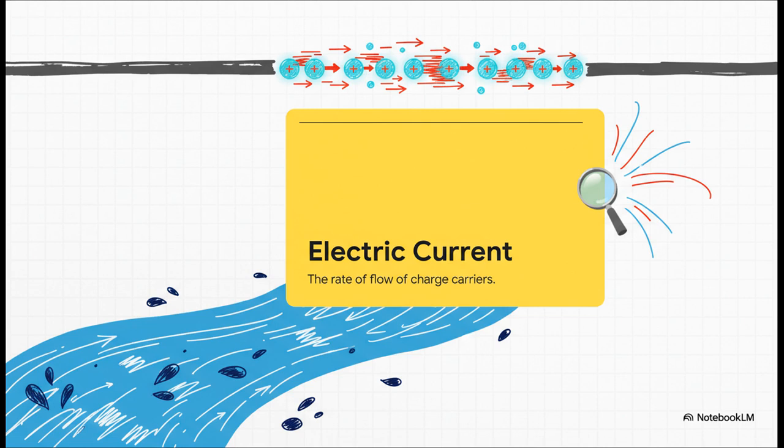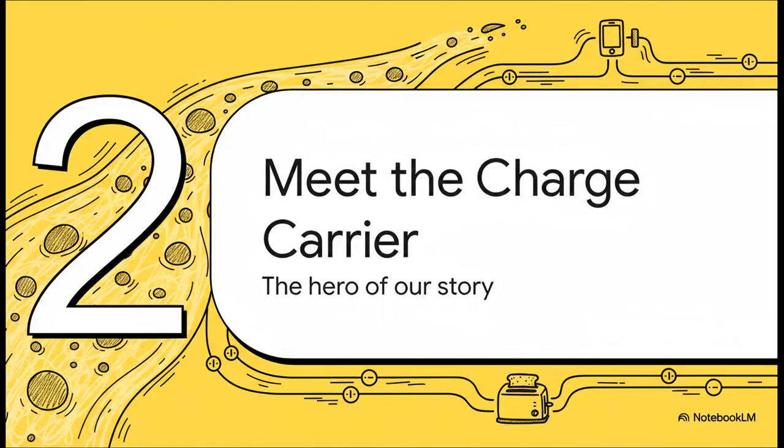Think about it. For a river, the current isn't about how much water there is in total. It's about how much water flows past you every single second. It's the exact same idea here, just with charge. So, if the current is a river, what are the individual droplets of water? Well, in a typical wire, they're electrons. These are our charge carriers, the tiny, tiny heroes that are doing all the moving, making everything from your phone to your toaster actually work.